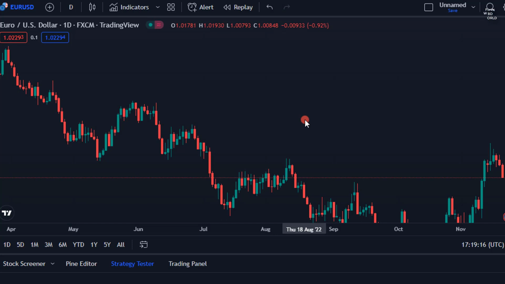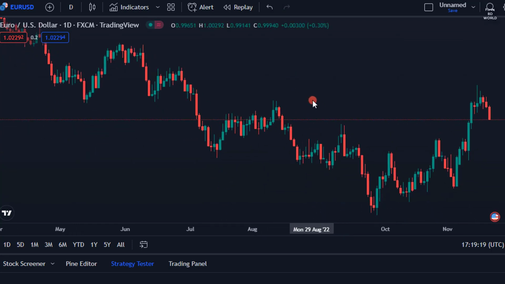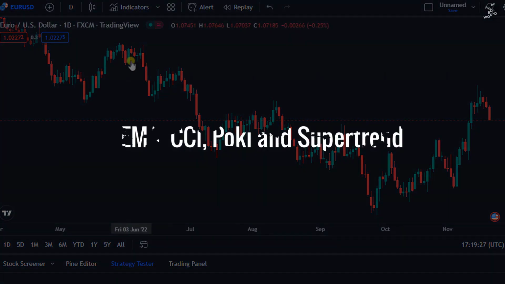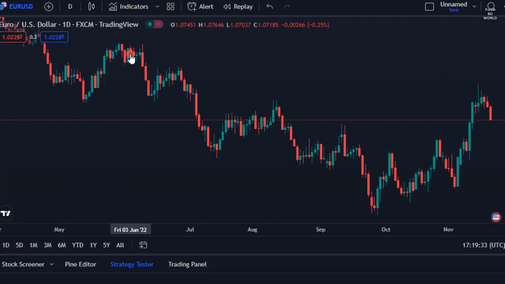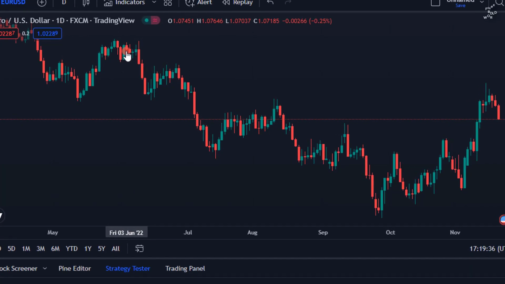In today's video, we will show you the analysis with the help of some indicators, that is, we will use multiple indicators and show analysis with the help of them. That's why we need to set up some indicators including EMA, CCI, Poki, and Super Trend Indicator. After setting up these 4 indicators, we need to make some settings.